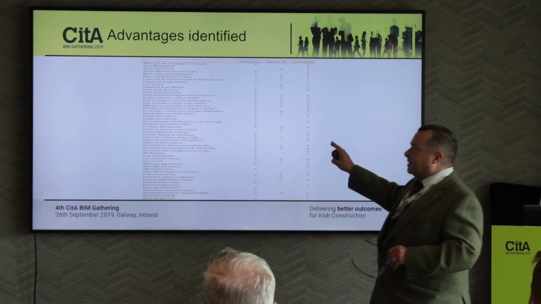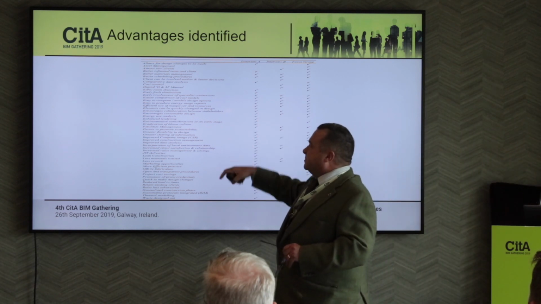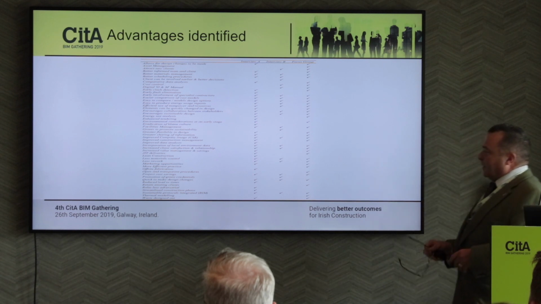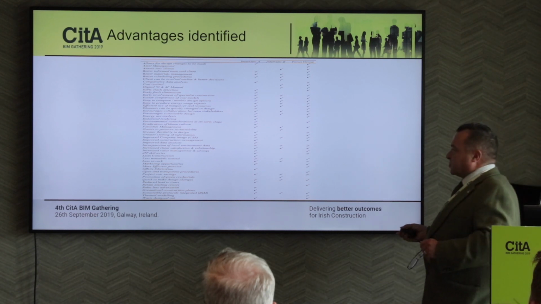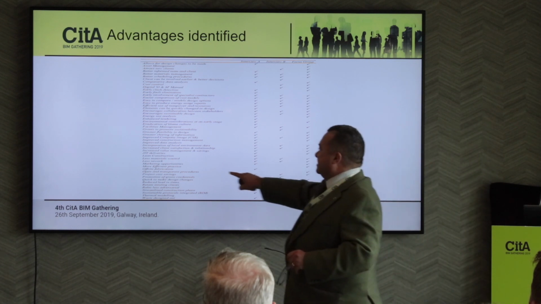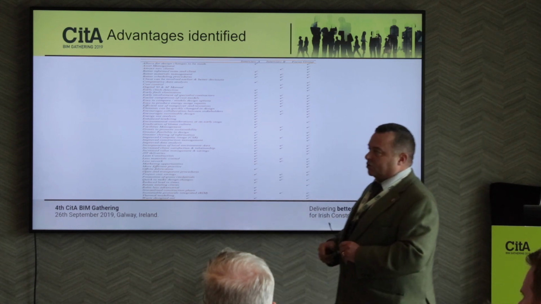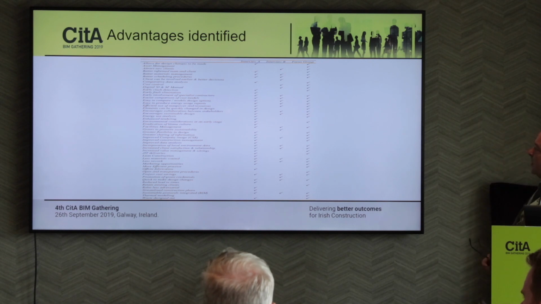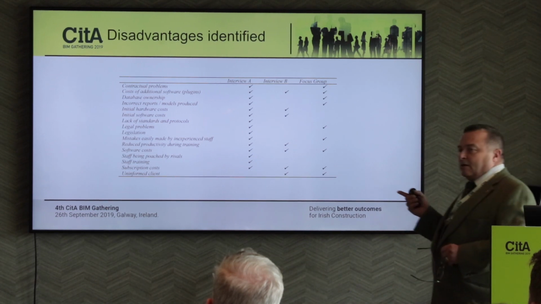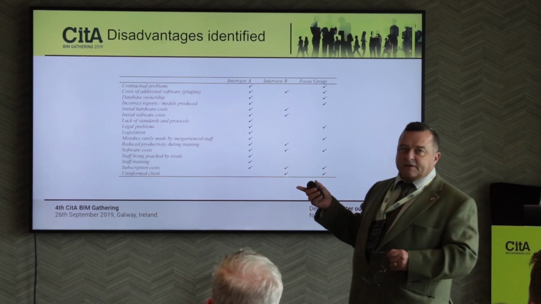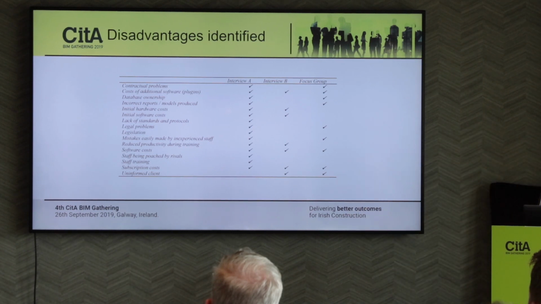Sorry, this is going to be very difficult for you to see, but this is most of the advantages identified just through the interviews and the focus groups. And as you can see, only one mentioned lean construction. Whereas these are all the disadvantages identified. So you can start to see advantages outweigh disadvantages by about 3 to 1.